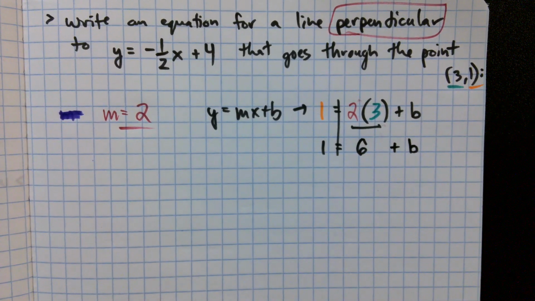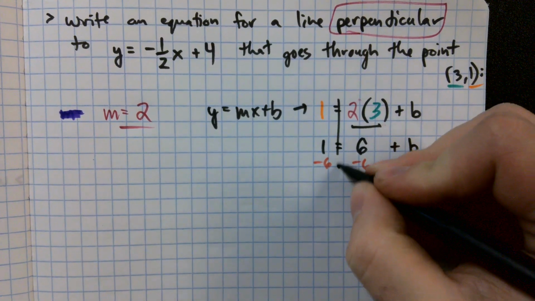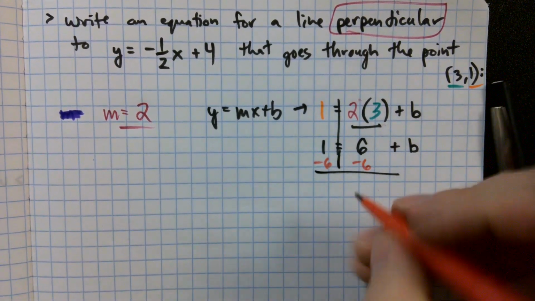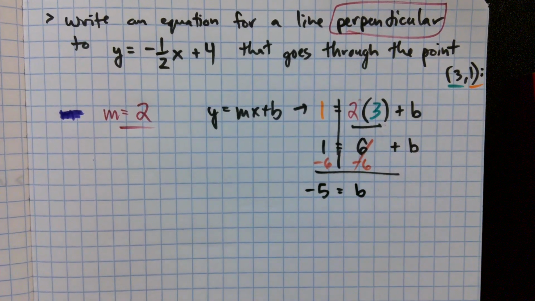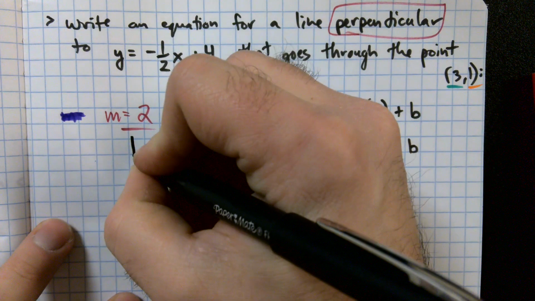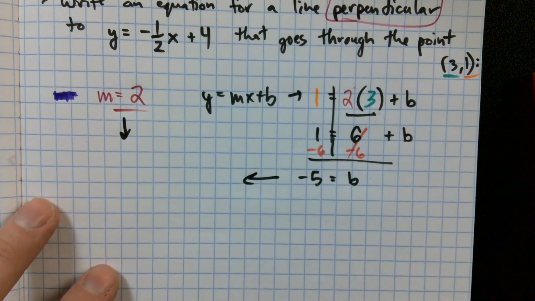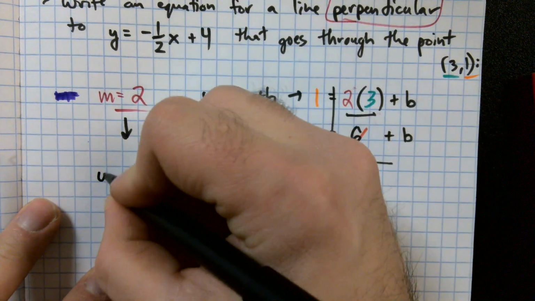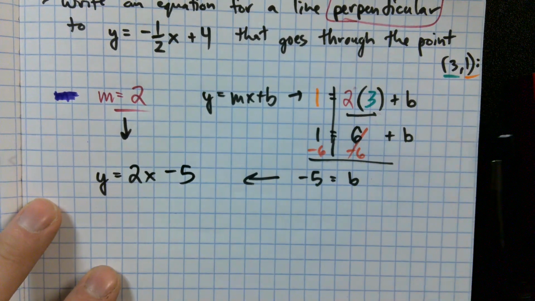What do I do with that 6 now? Now I subtract it. I want to get everything away from my b. So I'm going to subtract 6, which means -5. There you go. -5 equals b. Perfect. So my m is 2. My b is -5. What's this equation going to look like? y equals 2x minus 5, just like that.